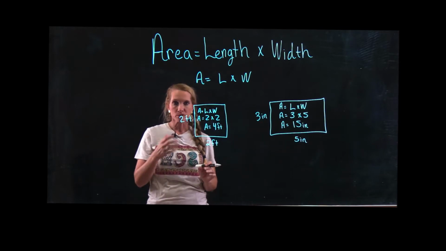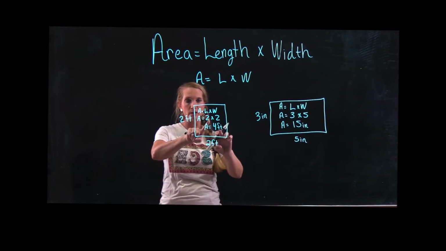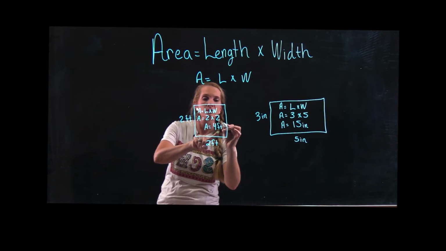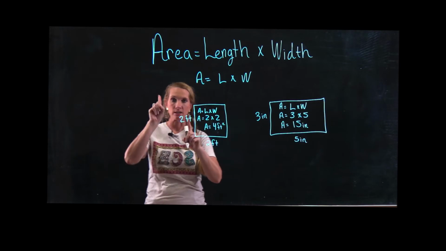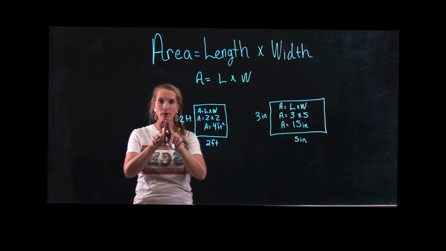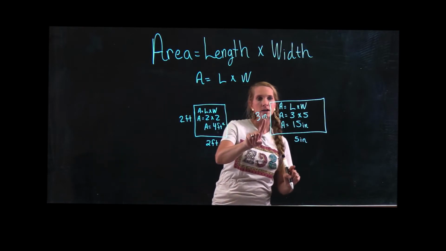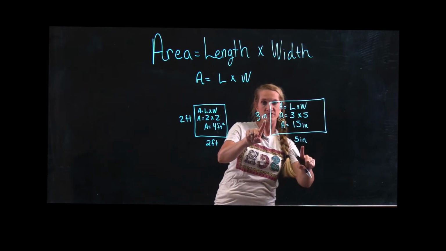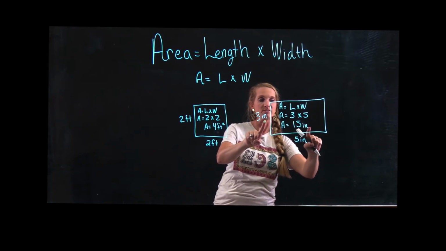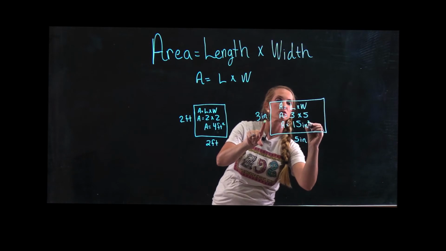Now, when you're multiplying area, you're multiplying 2 feet by 2 feet, so it's actually 4 feet squared, because I've taken feet times feet, and now I've made feet squared. Same thing here, I have multiplied 3 inch times 5 inch, so I've got 3 times 5, I've multiplied inch times inch, so it's going to be 15 inch squared.